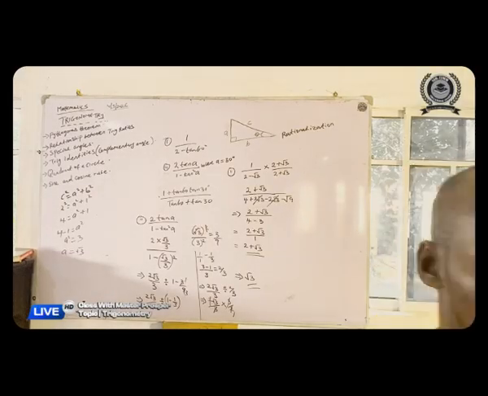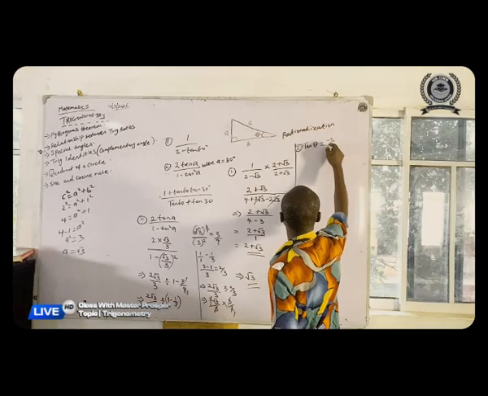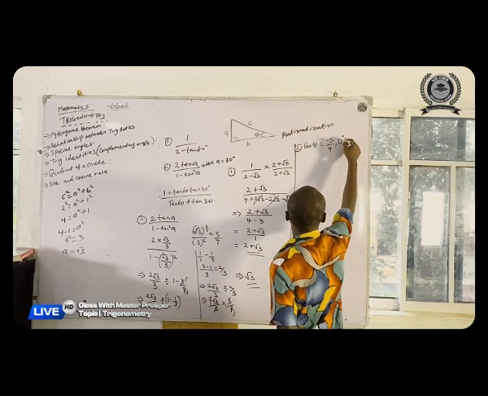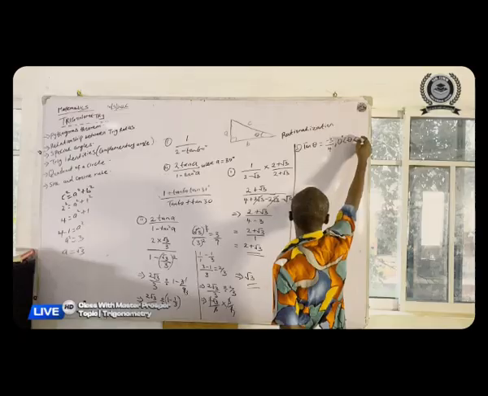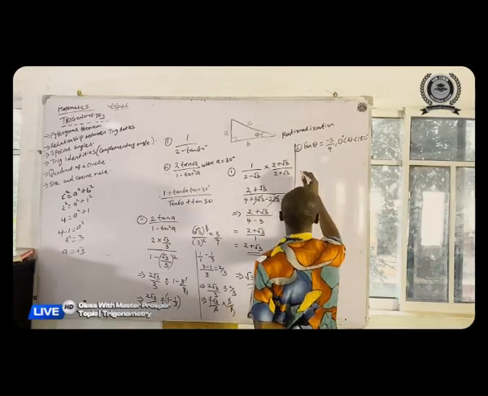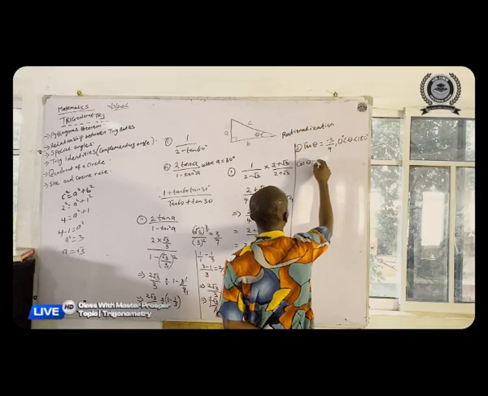After writing this, you try that third one. Tan theta is equal to minus 3 all over 4, so that 0 degrees is less than theta is less than 180 degrees. Find cos theta plus sine theta.